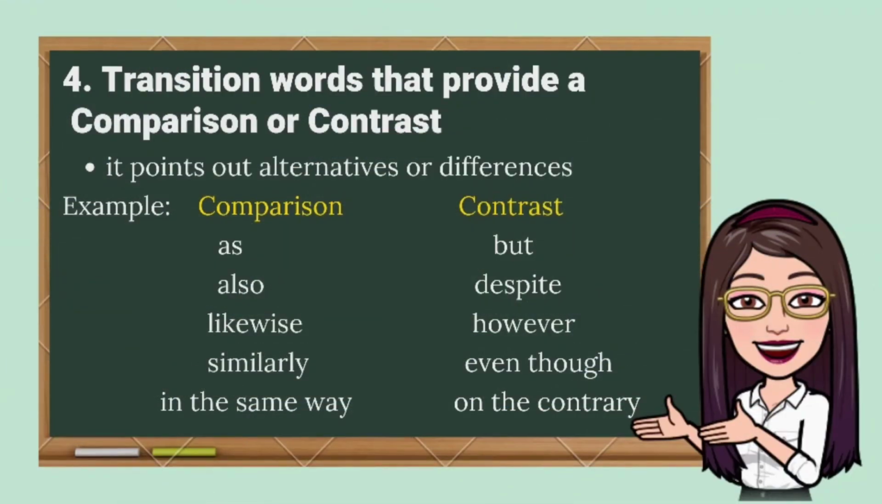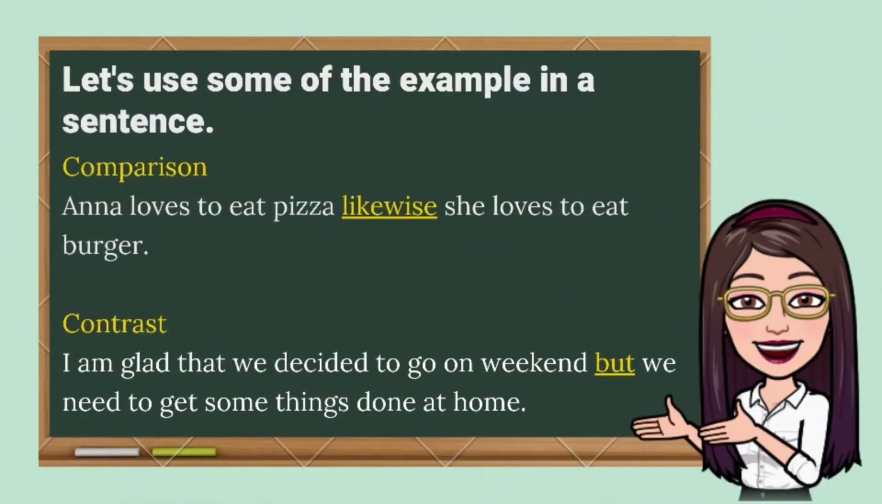Number 4. Transition words that provide a comparison or contrast. It points out alternatives or differences. Example: words that show comparison, as, also, likewise, similarly, in the same way. Words that show contrast, but, despite, however, even though, on the contrary. Let's use some of the examples in a sentence. Anna loves to eat pizza. Likewise, she loves to eat burger. This is an example of a sentence showing comparison using the transition word likewise. Another example: I am glad that we decided to go on weekend, but we need to get some things done at home. The underlined word is a transition signal that shows contrast.